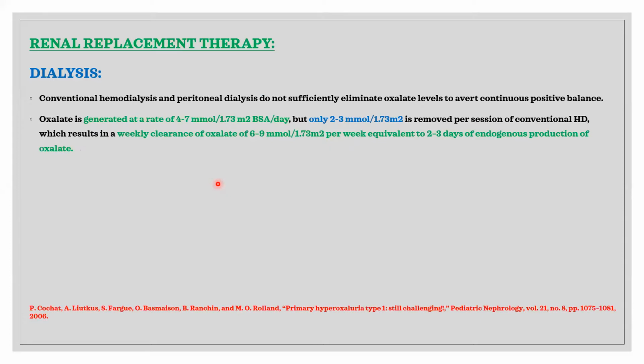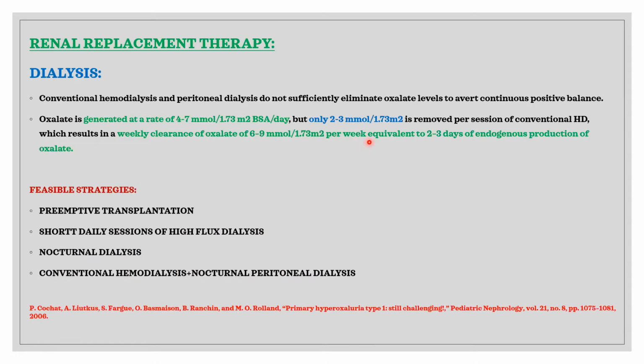Coming to the renal replacement therapy, conventional hemodialysis and even peritoneal dialysis do not sufficiently eliminate oxalate levels. Generally, oxalate is produced at around 4 to 7 millimole per body surface area per day, but with each session of conventional hemodialysis we can remove only 2 to 3 millimoles of oxalate. Even thrice weekly can remove only up to 6 to 9 millimoles, which is equivalent to just 2 to 3 days of the endogenous oxalate production.